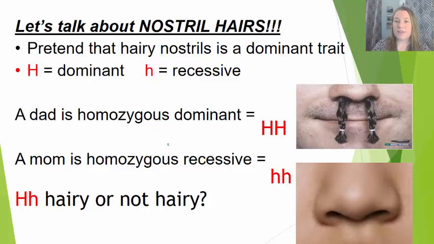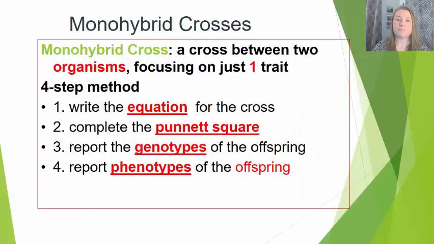Now let's think here. If I had a genotype of capital H, lowercase h, so if we had a hybrid, would they have hairy nostrils or not hairy nostrils? Well, they would actually have hairy nostrils, and that's because the dominant form is present. And regardless of how many copies of the recessive are there, if you have that one dominant, it's going to take over. So we will have that dominant phenotype even though there's one copy of the recessive allele present.